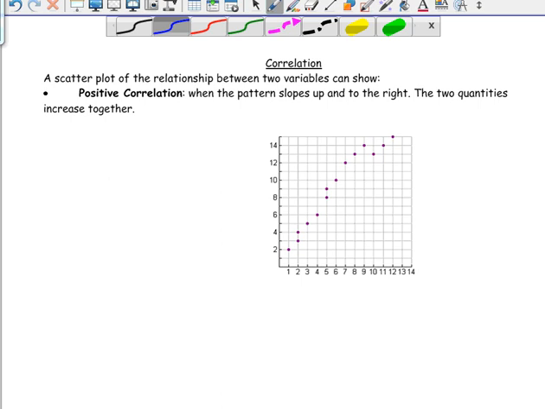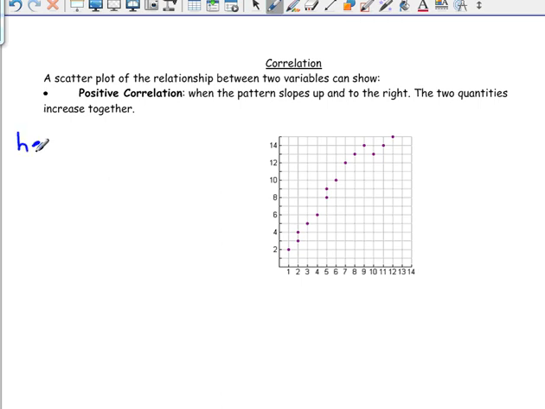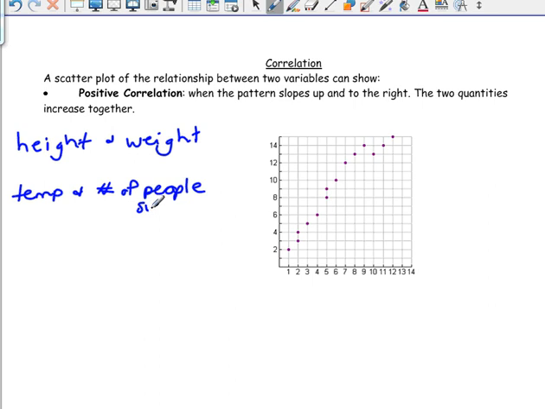So some examples could be, for example, height and weight. Usually, as people get taller, they weigh more. Another example could be temperature and number of people swimming. As it gets hotter outside, more people swim. Likewise, as it gets colder outside, less people swim. So in that case, they're both going down, but that's still positive correlation.